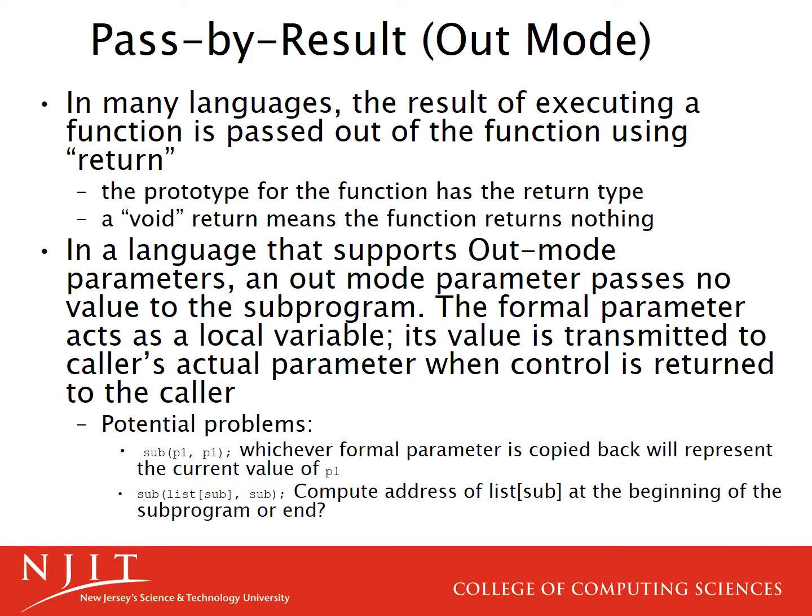If I have a function that has out mode parameters and I say sub P1 comma P1, so I'm copying values in. The value of P1 is what the first formal parameter is set to, and the value of P1 is also what the second formal parameter is set to. When the function's done, there's some value in the first formal parameter that gets copied into P1, and there's some other value in the second formal parameter that gets copied into P1. Well, which value gets copied when? Which one gets copied first? That's a problem.